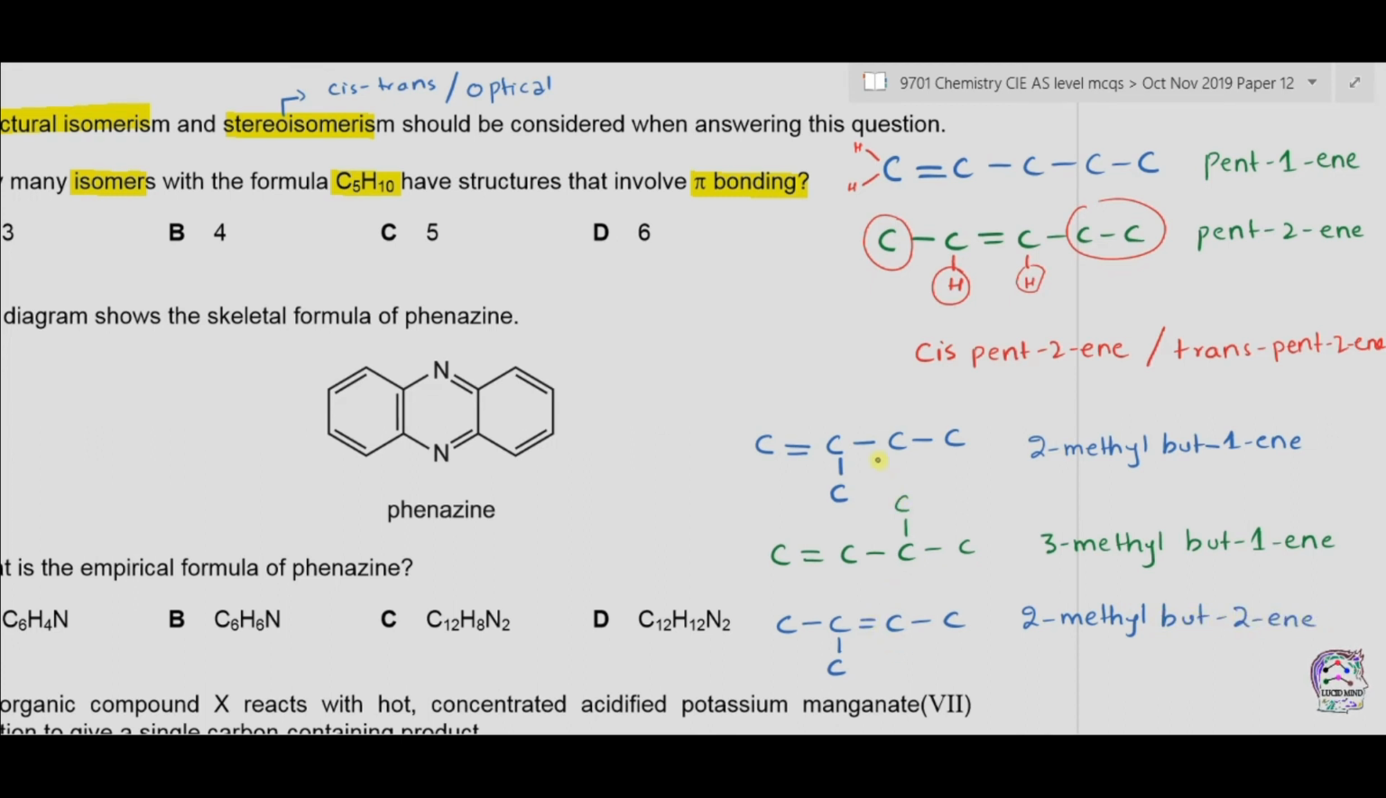Now we can see that neither of these structures has any chiral carbon present, so therefore there will be no optical isomerism. Now the isomers are pent-1-ene, cis-pent-2-ene, trans-pent-2-ene, 2-methylbut-1-ene, 3-methylbut-1-ene, and 2-methylbut-2-ene. So 6 possible isomers have a double bond.